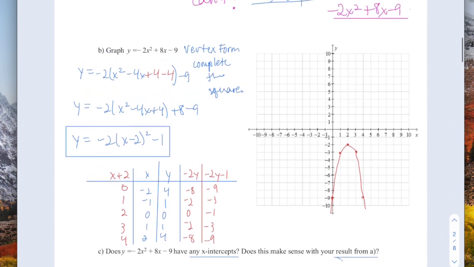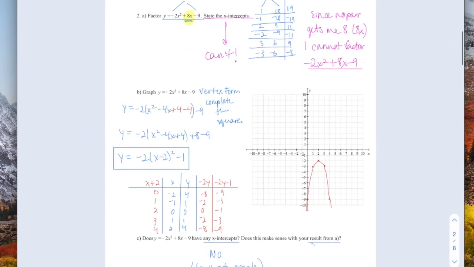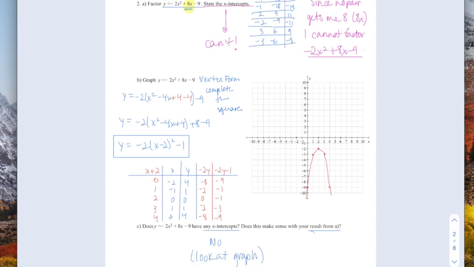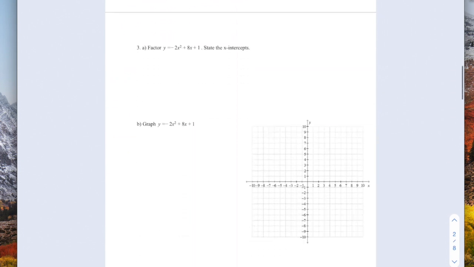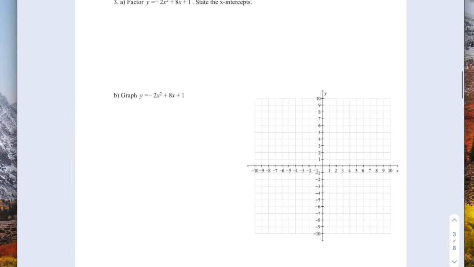Well, I noticed in part A that I couldn't actually factor this, and I couldn't state the x-intercepts. But I'm not really sure. I guess maybe it makes sense with my result from A. But I don't really feel good about that. Just because I can't factor something, I'm not sure if that necessarily means that my quadratic has no x-intercepts. So let's look at a third example where I think we can clarify this. Okay, so again, we're going to factor this guy.